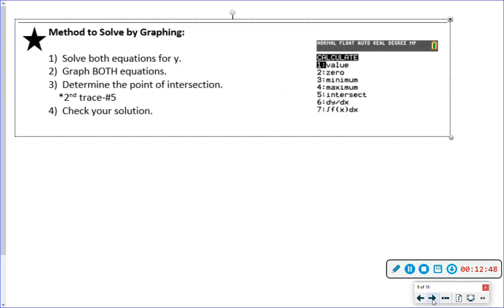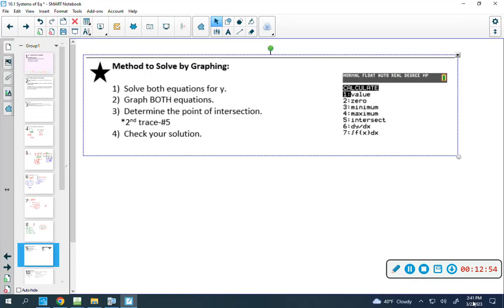All right, let's take a look. You probably, hopefully, know how to do this in your graphing calculators. I'm going to pull up my calculator here to show you. Remember, you have to have them y equal, so you might do a little solving for that. We're going to graph them. Notice my lovely screenshot. You hit second trace. It's at the top of your calculator, and make sure you want number 5.